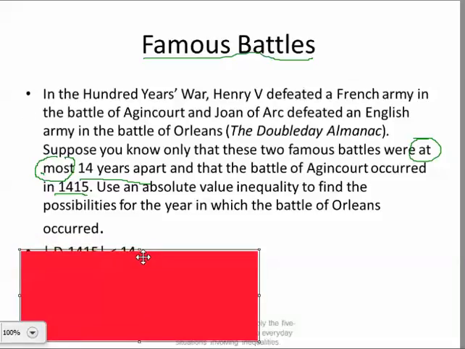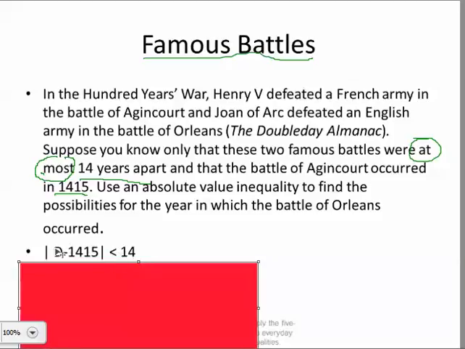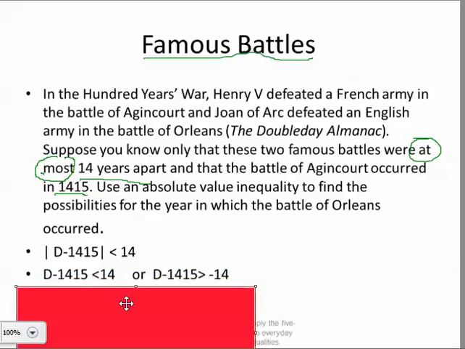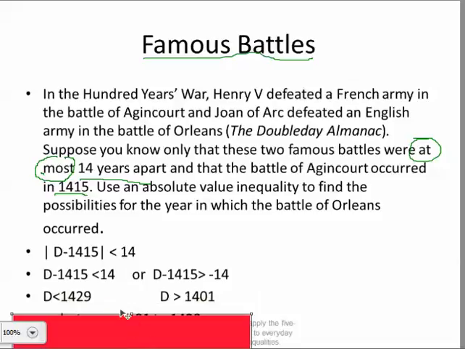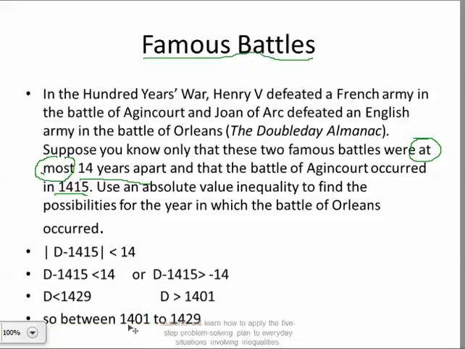So let's see here. Well, we would write an inequality. The date minus 1415 has to be, in absolute value, less than or equal to 14. It's at most. Okay? So what are we going to do? We're going to write it down as two different inequalities. Add 1415 to both sides, and we're going to get D is less than or equal to 1429 and D is greater than or equal to 1401. Guess what? Our battle occurred somewhere between 1401 and 1429. That's when Joan of Arc won the Battle of Orleans.